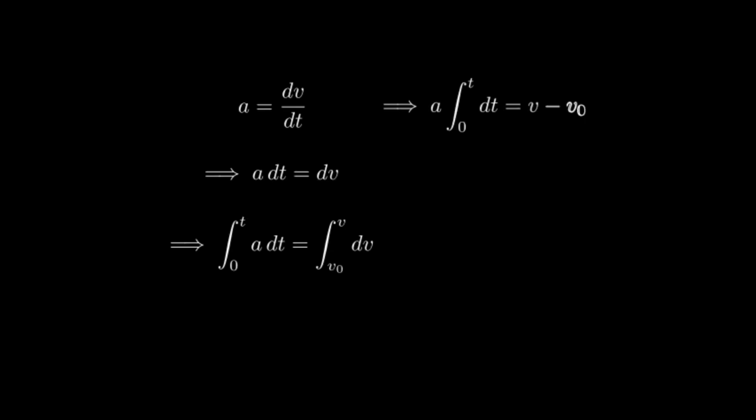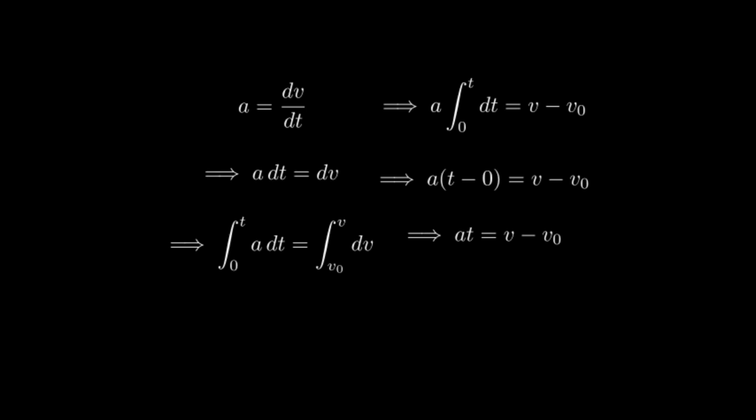Next, we integrate both sides of the equation. Applying limits of integration, time varies from 0 to t, and velocity varies from v0 to v. The right-hand side integrates to v minus v0. The left-hand side becomes a times integral dt. The integral of dt from 0 to t is t minus 0, which is simply t.